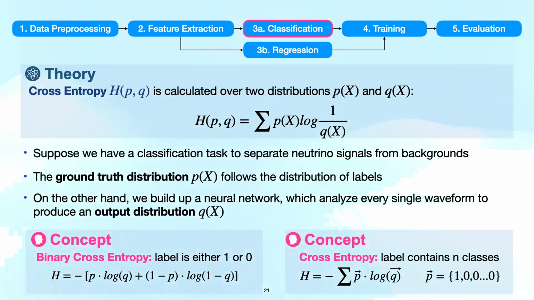But there are also cases where you can have n different kinds of possible outputs, right? When you have a neutrino, is it a muon neutrino, electron neutrino, or tau neutrino? So in this case, you can have multiple different classes, and this is like a general cross entropy. So you can see binary cross entropy is basically a special case of general cross entropy.